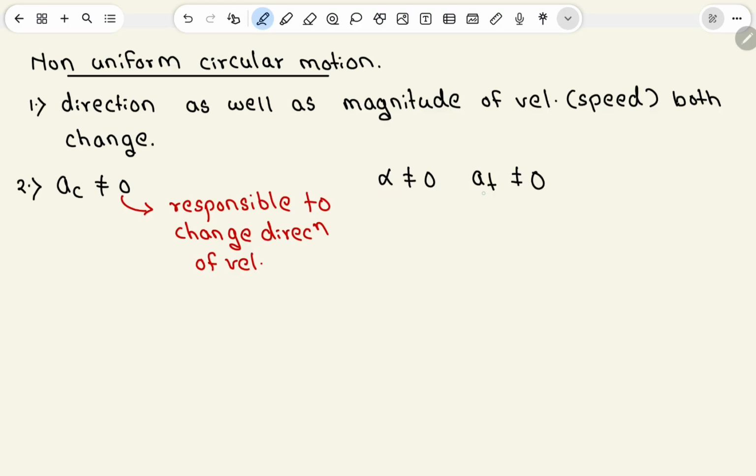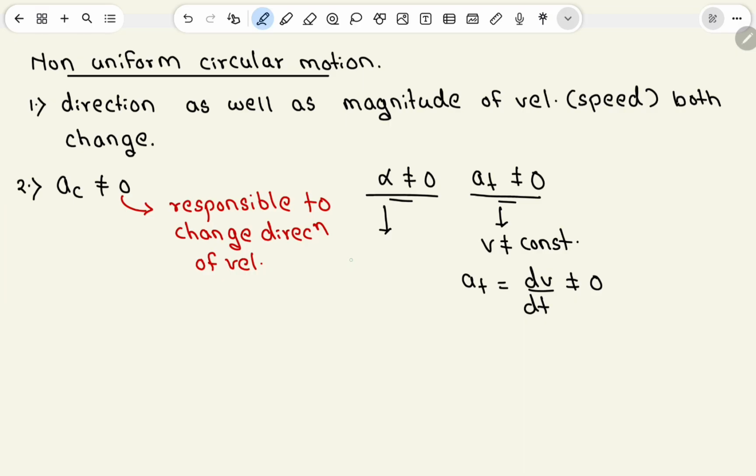Now, why do we have this non-zero tangential acceleration? Let's first address that thing. So over here, v is not constant. The magnitude of velocity, which is speed, is not constant and it is changing. So tangential acceleration, which is dv by dt, is not equal to 0, because when v was constant, its derivative was 0, but now v is not constant, therefore its derivative is non-zero, and therefore we have a non-zero tangential acceleration.